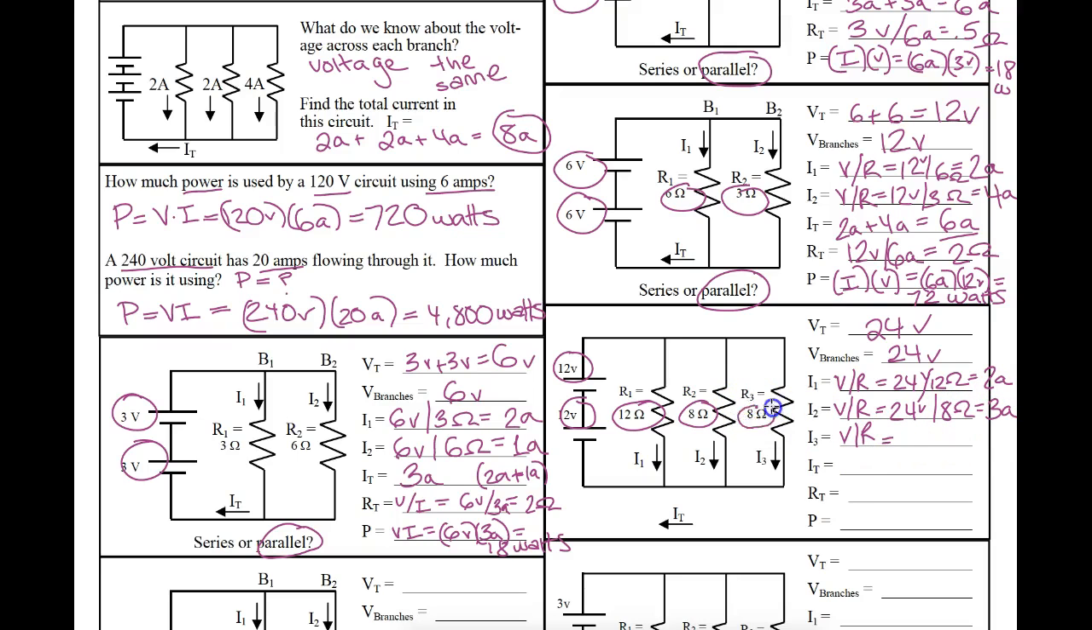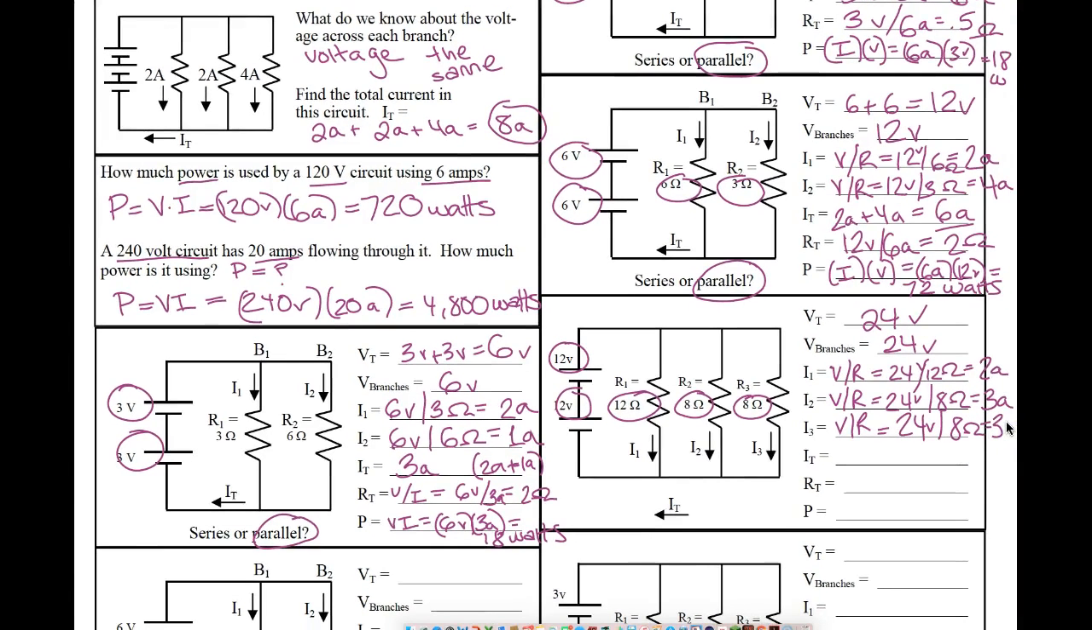And then we're looking at the last one, which is the same as the previous, so it's 24 volts divided by 8 ohms. I keep saying amps, but it's 8 ohms, which is the resistance, equals 3 amps.